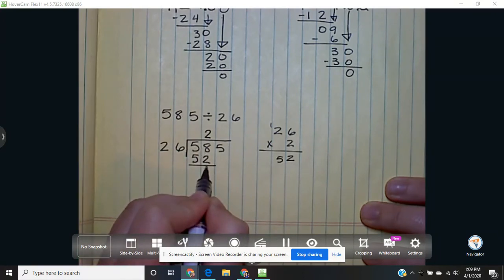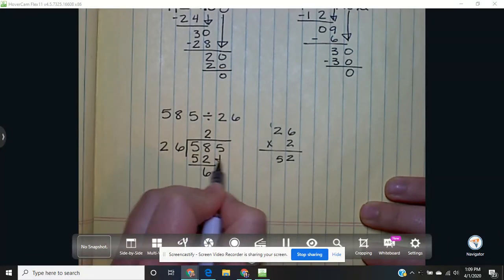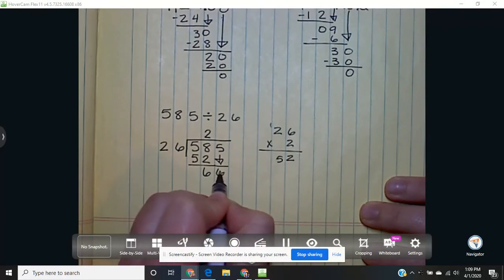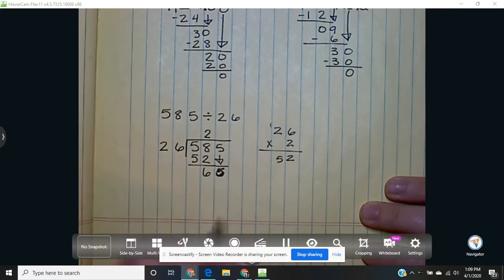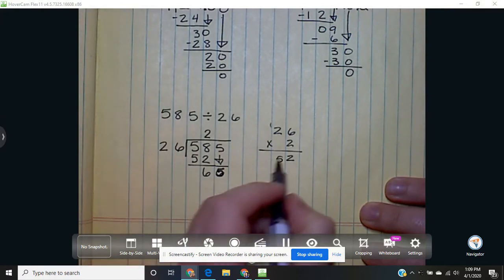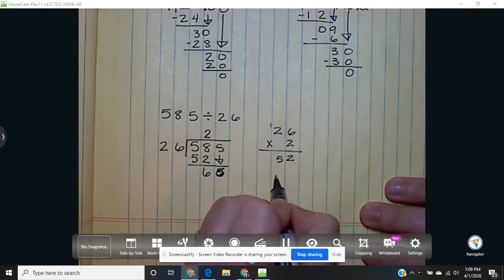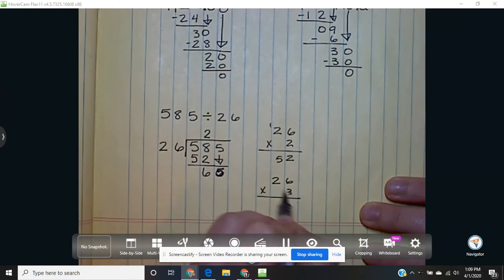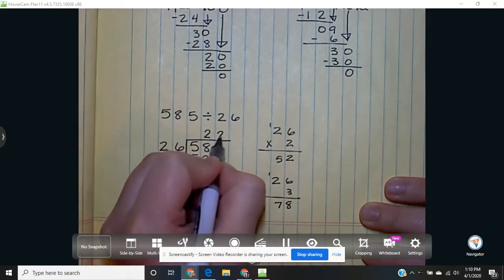And 8 minus 2 is 6, and 6 is less than 26, so I can bring down that next group, the next place value, excuse me. Helps you write it correctly. No apologies, that is a 5 there. Now I know that 52 is not quite enough, so I'm going to try times 3 and see what I get. 6 times 3 is 18. 3 times 2 is 6, plus 1 is 78. So 78 is too much, so I can still only get 2 groups.